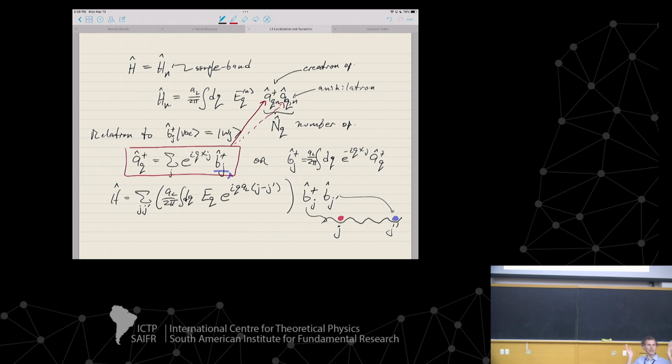Yeah, this is tunneling. So this is the phenomenon of a particle hopping from one of these sites to another. And the strength of that tunneling is just given by this integral here. So this we're going to define as, with a minus sign, which I'll explain in a moment, the tunneling coefficient. I'm going to call this T.